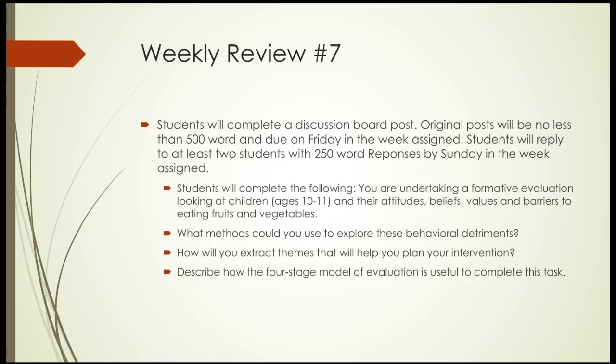As we look at weekly review number 7, it's important to see that we are assuming we're undertaking a formative evaluation of children's attitudes, beliefs, values, and barriers they may experience to eating fruits and vegetables. So you're going to look at what methods you could use to explore these behaviors, as well as extracting themes that you could use to create an intervention to help reach them and get them to eat vegetables and fruits, as well as describing how the four-stage model of evaluation can be used to complete this, which is in the course reading.